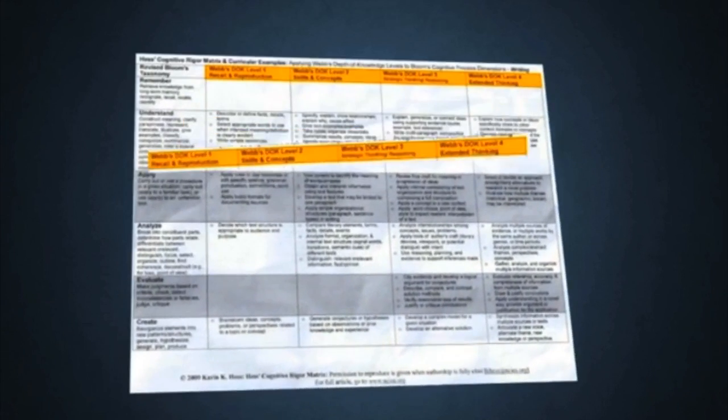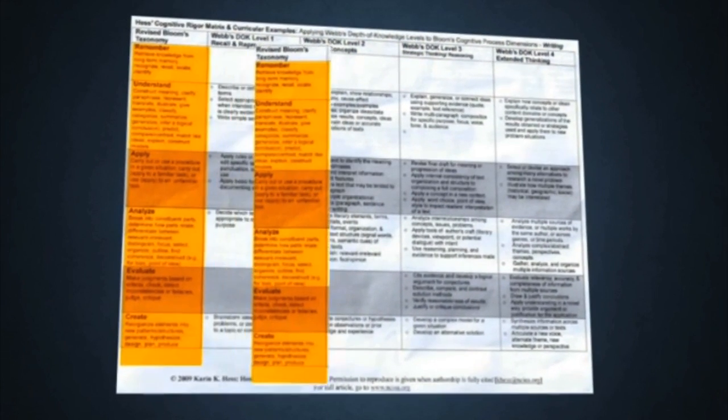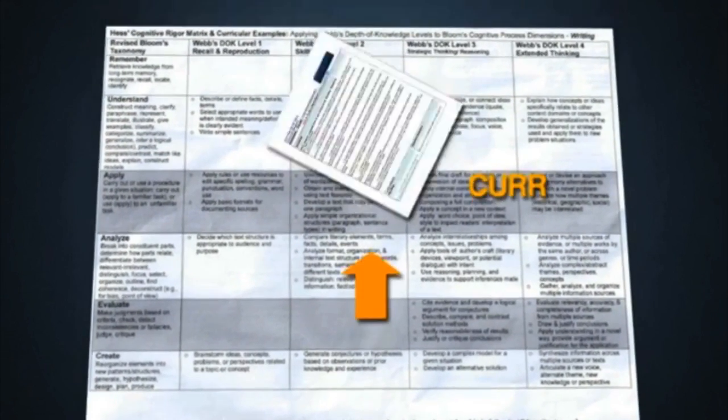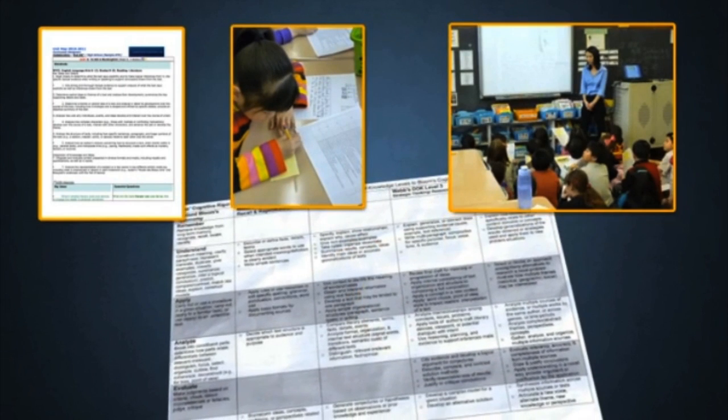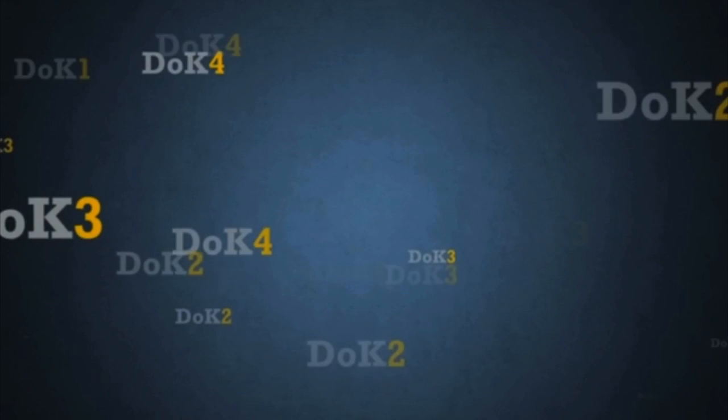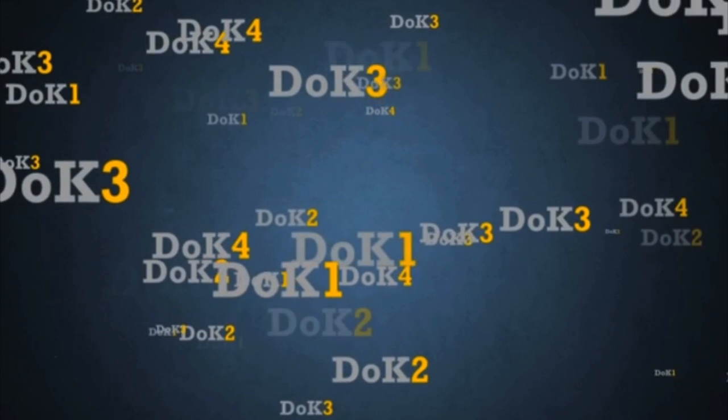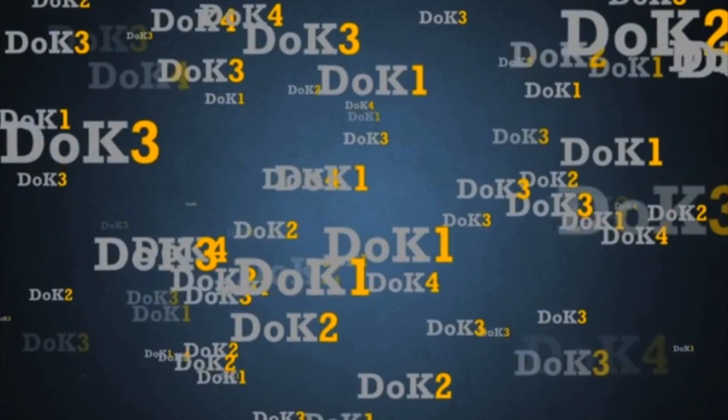Depth of knowledge, which is integrated with the revised Bloom's taxonomy in the Hess Cognitive Rigor Matrix, is an important tool as schools begin to increase the rigor of curriculum maps, assessments, and instructional practices to align to the Common Core. Rigorous instructional materials should include a mixture of tasks from across DoK levels.